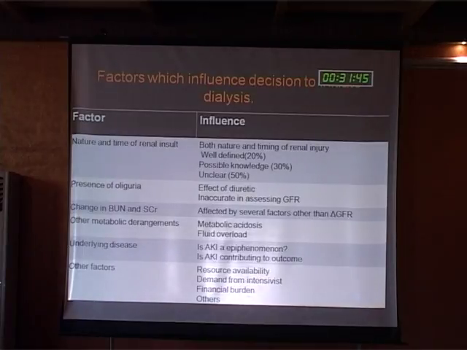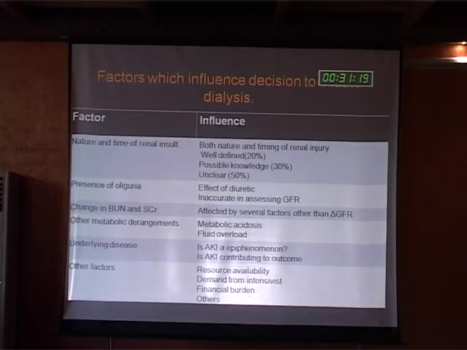This is the kind of decision you make every day. You go to the ICU and you're called to say whether the patient needs dialysis or not. Before you put a patient on dialysis, you have to have a decision-making process, and you have to consider several factors which have been enumerated here. The most important is the nature of the renal insult, whether you know when the insult actually started and what exactly is the cause of it.